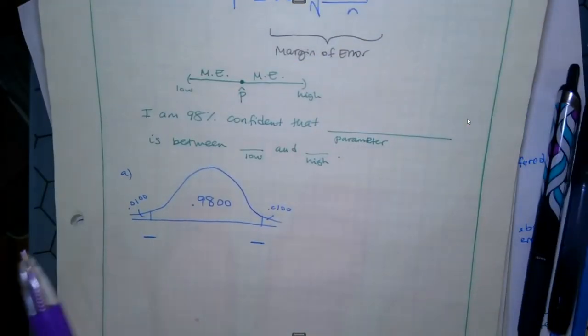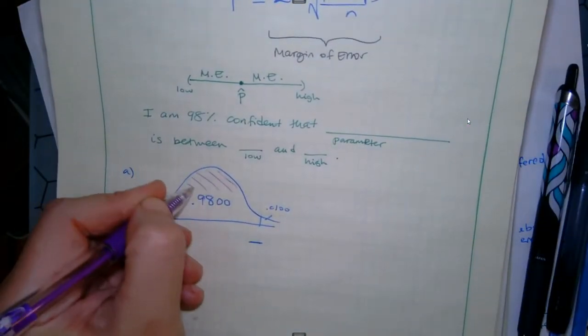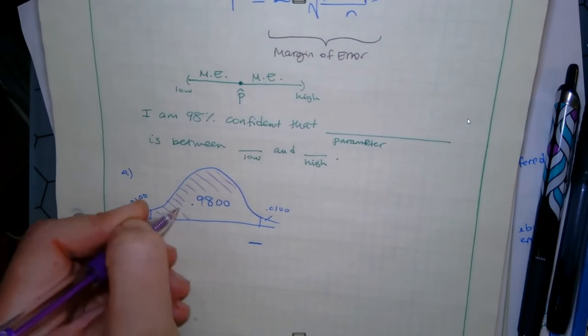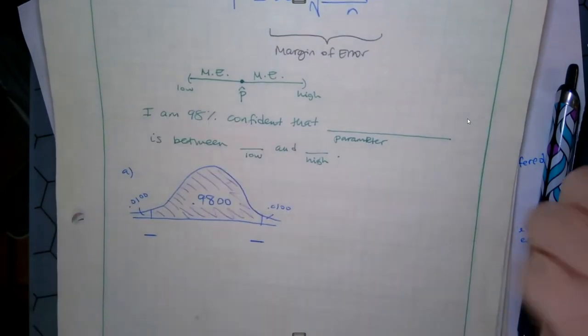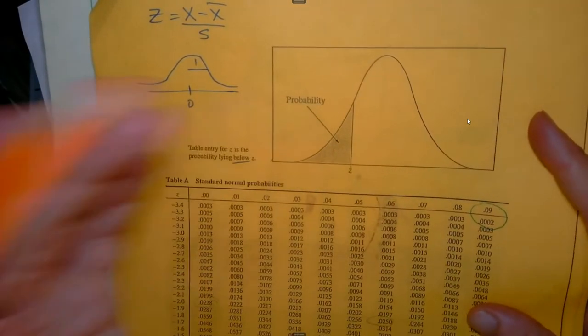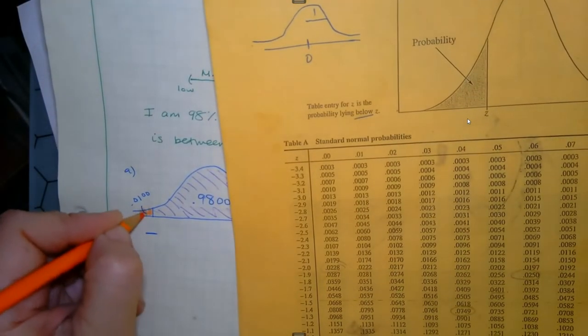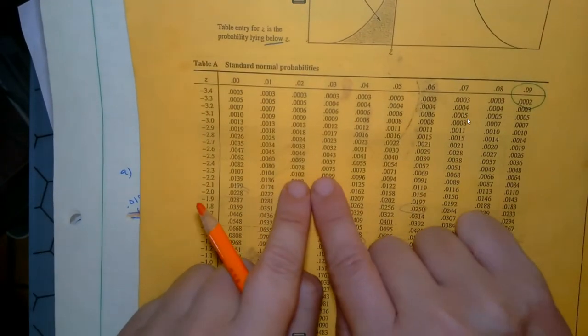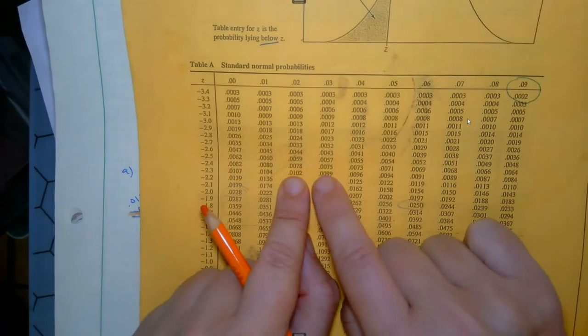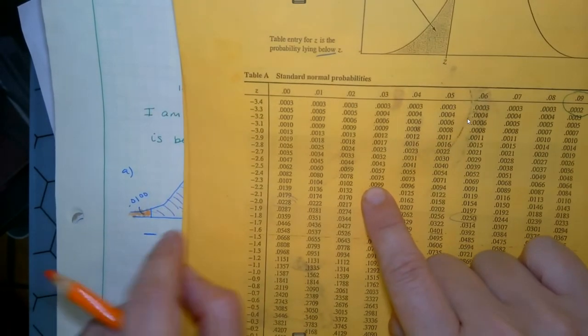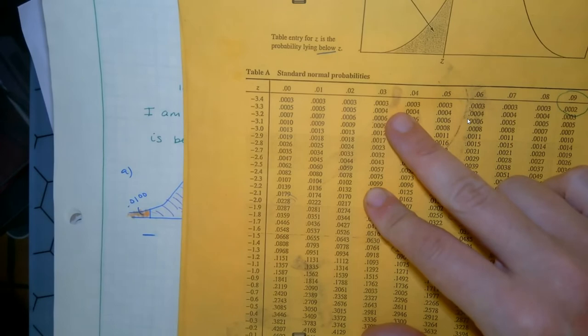I'm looking for not this guy. Now, if I shade what I'm thinking about, I'm thinking about the middle 98% of my data. Right? But what I'm actually going to look up in the table is the bottom left tail, because that's the only thing this chart can do. So I'm looking for 0.100. I'm finding what z-score that is. So my choices. This one's closer, so I'm going to say this z-score right here is a negative 2.33.